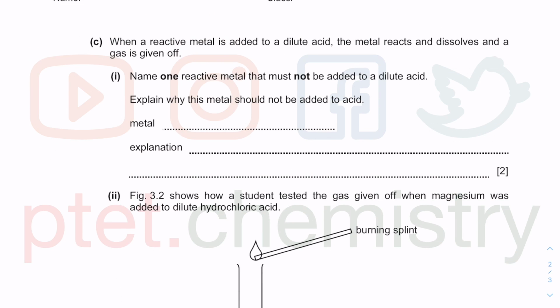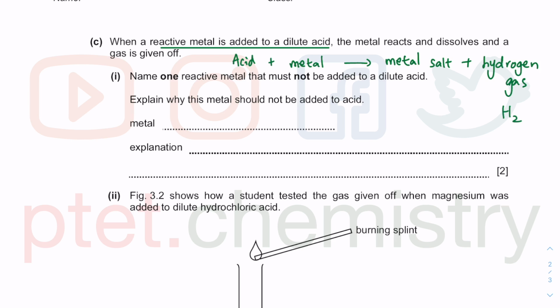Part C, when a reactive metal is added to an acid. So this is a reaction between an acid plus a reactive metal. Acid reacts with metal and you will get something called a metal salt. This is a general name, metal salt. The nature of the salt depends on the acid you use. The nature of the metal depends on what metal you use. And you also produce a gas called hydrogen gas. Hydrogen gas formulation is H2.